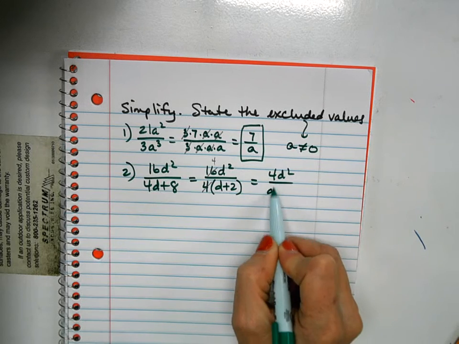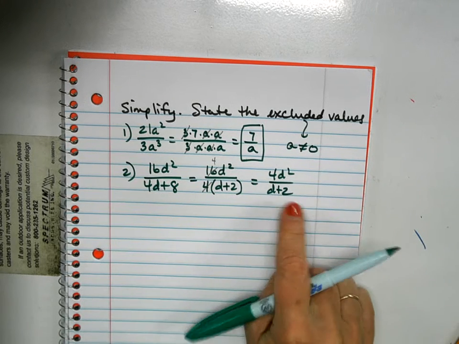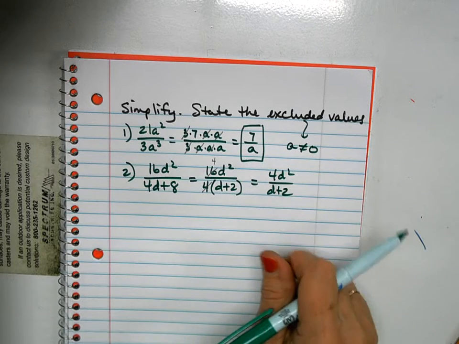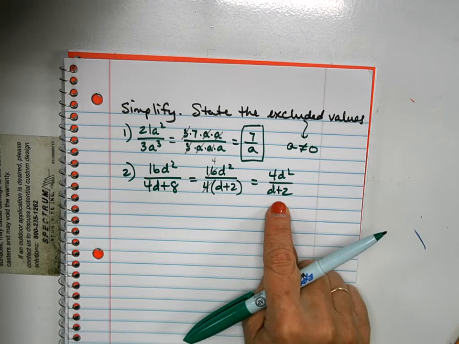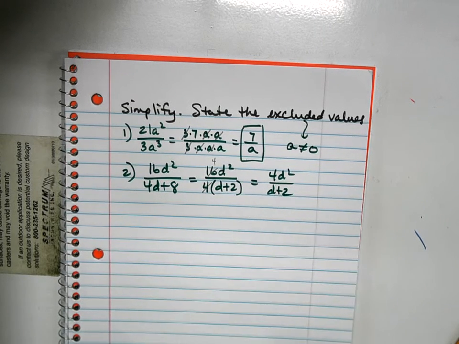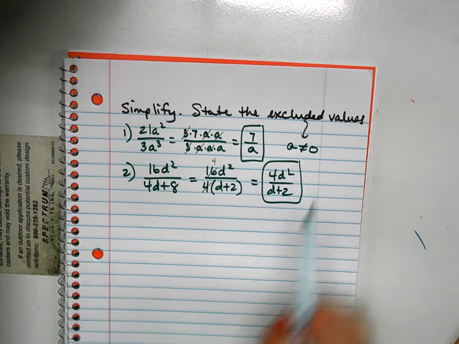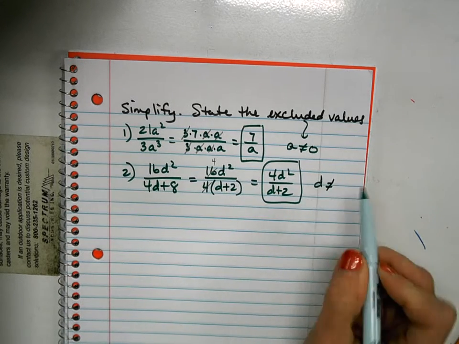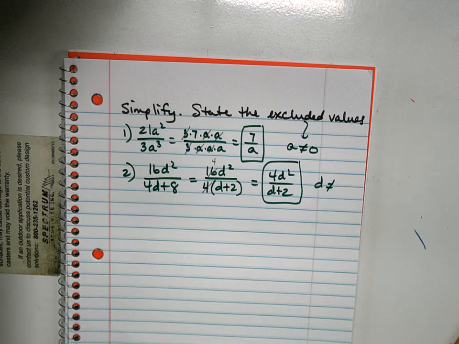over d plus 2. Is there any part of this denominator that I can reduce? Can I reduce just part of it, the d and the 2? No. You have to cancel the whole thing. Okay, so since I can't, that's it. You got to leave it like that. That is simplified. Now as far as excluded values, what would cause the denominator to be 0?